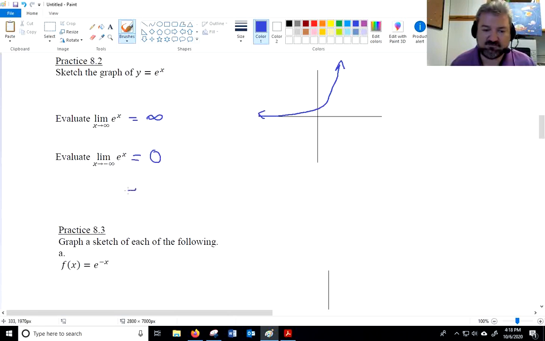You can just do direct substitution. E to the negative infinity becomes 1 over e to the infinity. E to the infinity is an infinitely huge number. 1 divided by an infinitely huge number is going to 0.